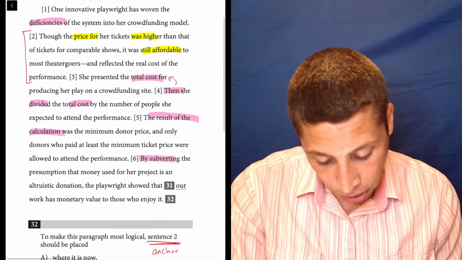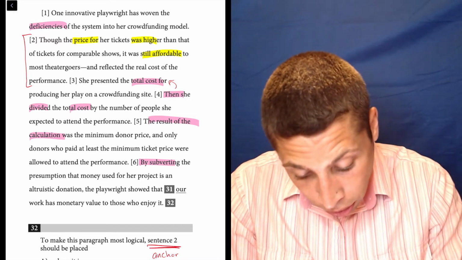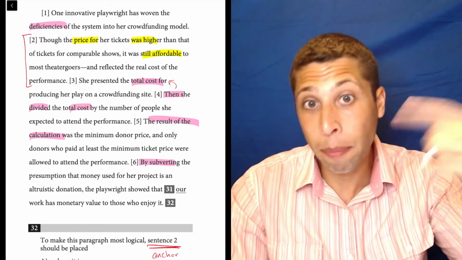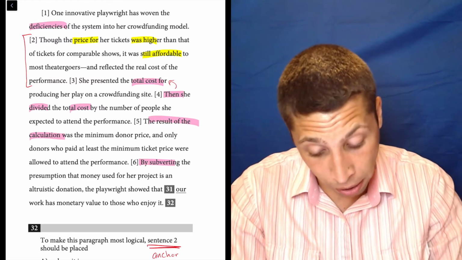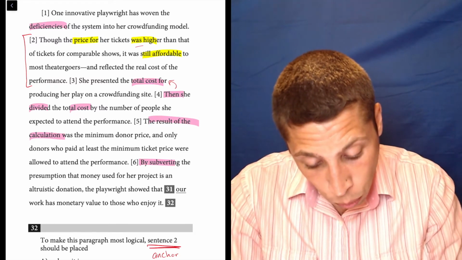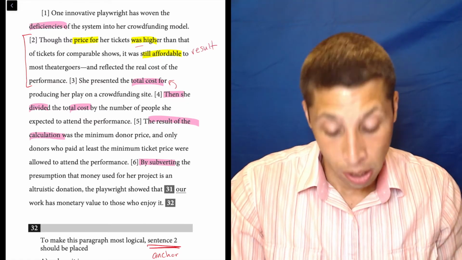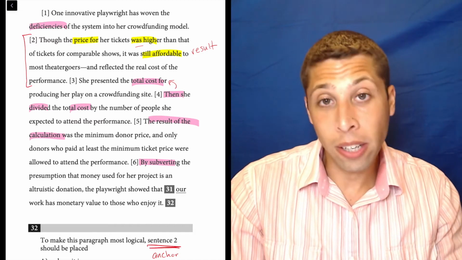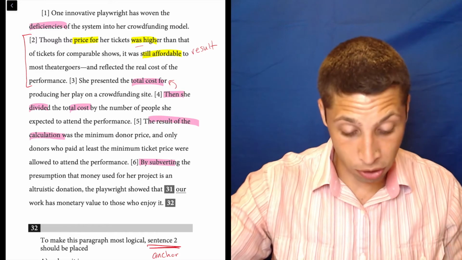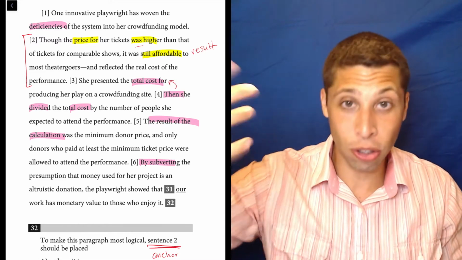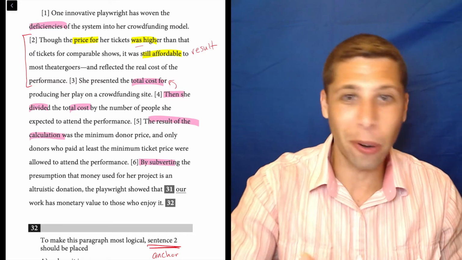Let's see what our options are. So where it is now, I don't think makes a lot of sense. Because if I start to think about what I read before in a new light, right? Think about the paragraph. Though the price for her tickets was higher, this also sounds very result-like. So that tells me it shouldn't go where it is now because we haven't done the calculations yet. So sentence 1 is kind of introducing what she's doing, the model, and then sentence 3 is starting the process of explaining it, right? So I don't want to get to the result before I've started explaining what I'm doing.